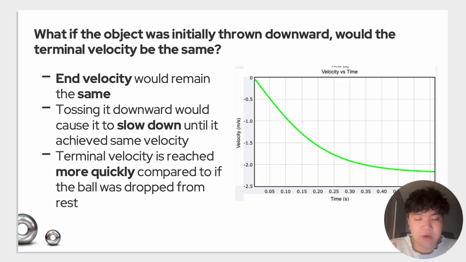So, what if the ball was initially thrown downward? Would the terminal velocity be the same? So, the end velocity would still remain the same, and tossing it downward will cause it to slow down until it achieves the same velocity. And terminal velocity is reached more quickly compared to if the ball was dropped from rest.